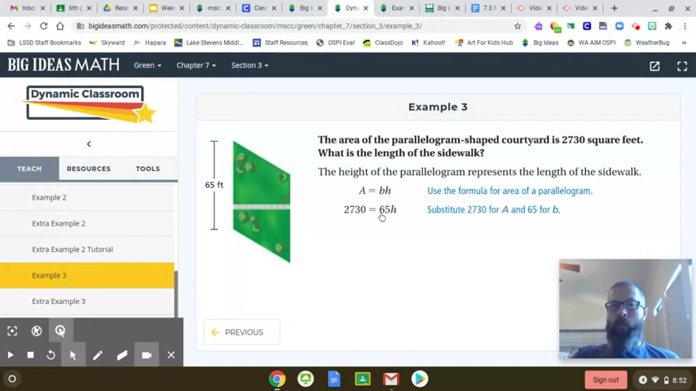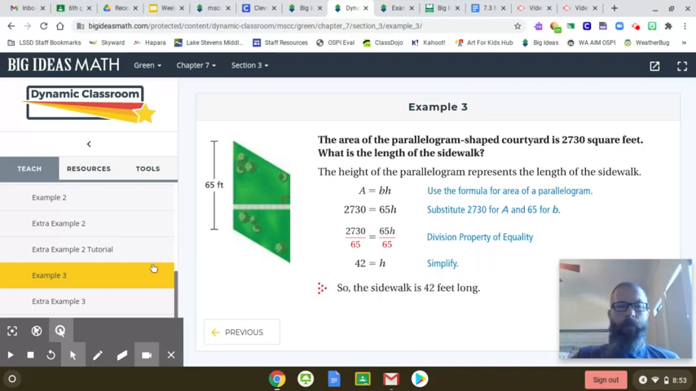2,730 equals 65H. So now what I need to do to get this h all alone to find the height is to divide both sides by 65. 65 over here and 65 over here. And you end up with h all by itself equals 42. So we know the height is 42. So we had to get this formula and then plug in the numbers that we know and then solve for the variable that we did not know.